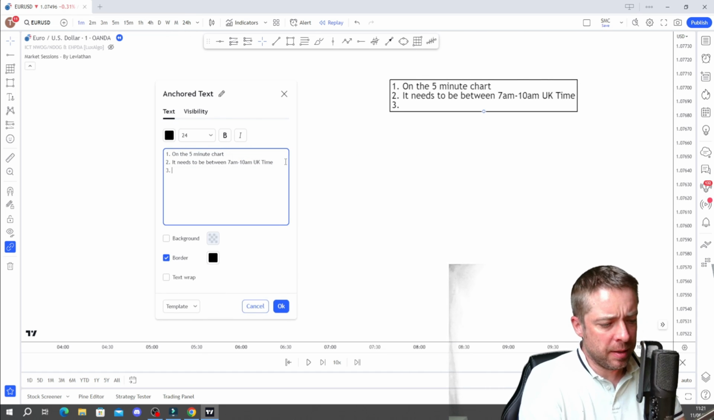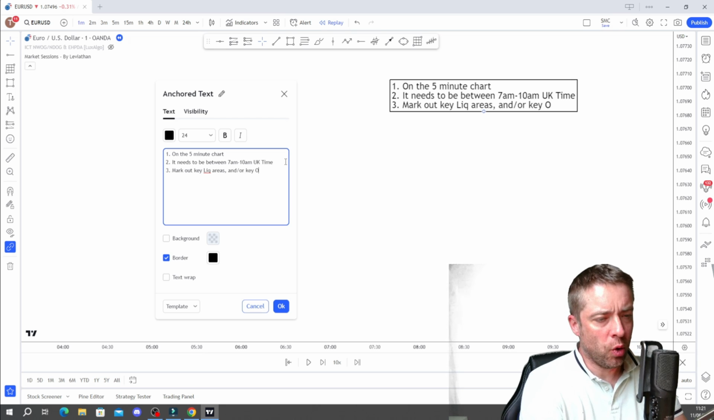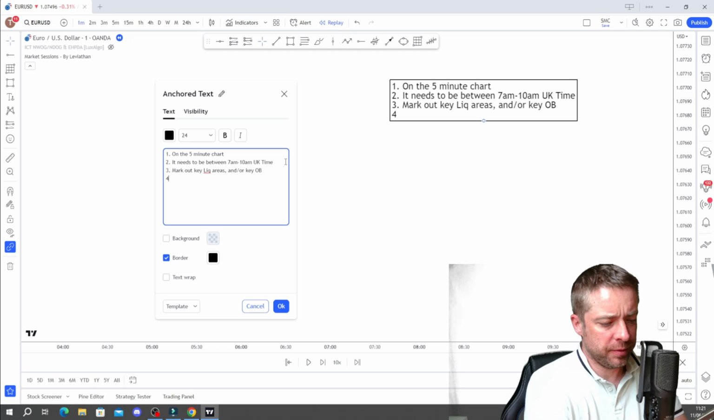Rule number 3, mark out key liquidity areas and/or key order blocks. 4, wait for price to trade into those areas.